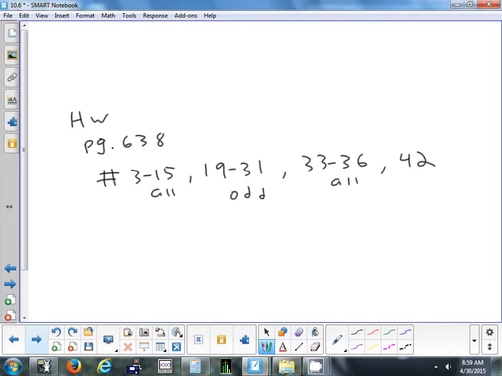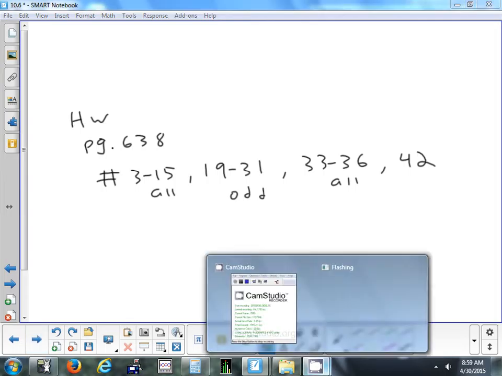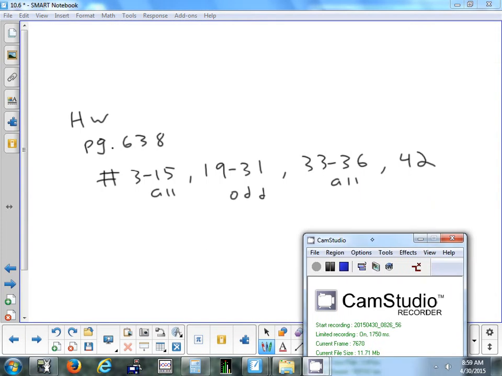So the homework is on page 638. Keep your graph paper, you will need it for a couple of problems. Problems 3 to 15 all, 19 to 31 odd, 33 to 36 all, and 42. We'll go over that tomorrow. And don't forget, we have our test tomorrow on sections 10.3 to 10.6. And I'll be here after school today for a little bit if anyone needs extra help.